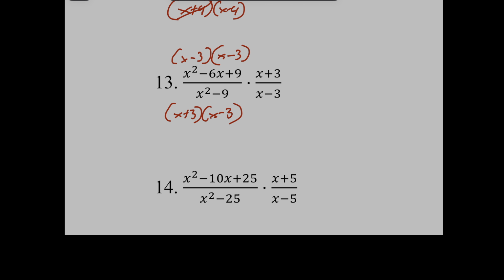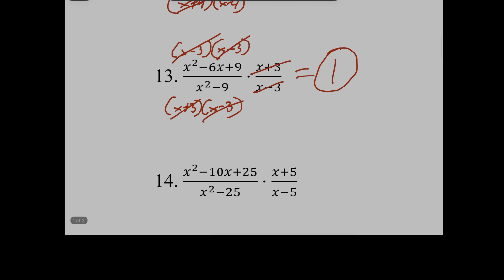All right, let's go to town, guys. X plus 3, x plus 3, x minus 3, x minus 3. What happens when everything cancels out? It's a 1. Remember, if you have the same thing on top as the same thing on bottom, it's a 1. Don't write a 0. Okay? That was fun. Let's do this one.